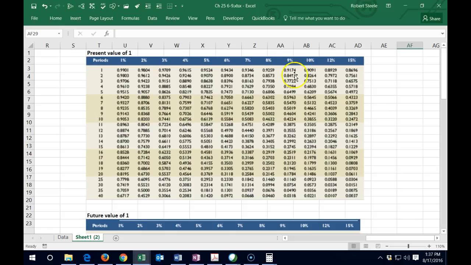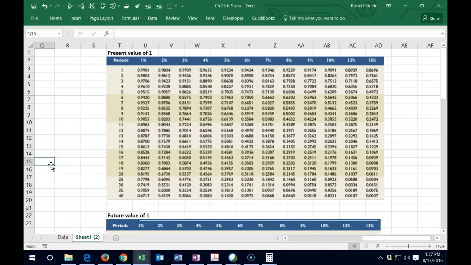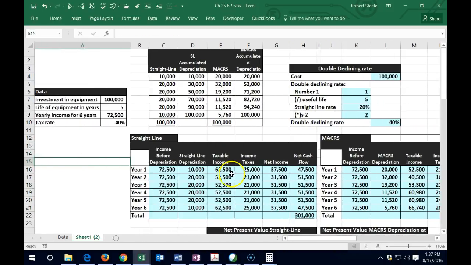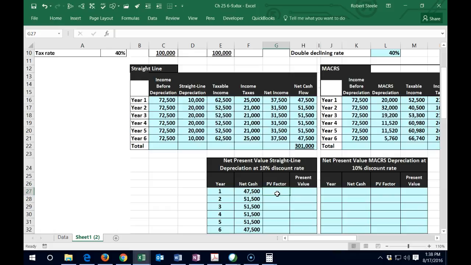So if we were to go to the 10% column, we have to take the year 1 for 1 year later times this, and we've got to multiply year 2 for 2 years later times that, and for 3 years later times that, for 4 years later times this, for 5 years, and 6 years. So that's where I'm going to pull this data over here. So I'm going to go back over here, and we'll plug those numbers in. So present value for year 1 is 0.0909. I'm not sure I got that.